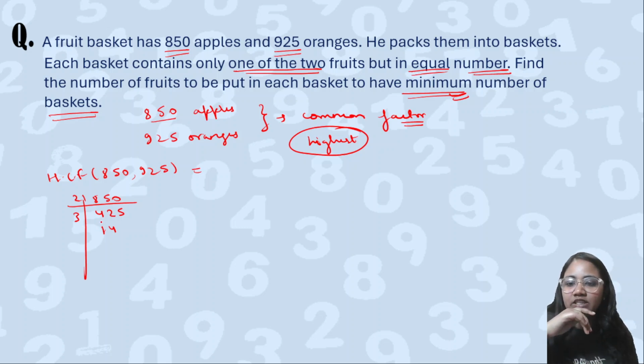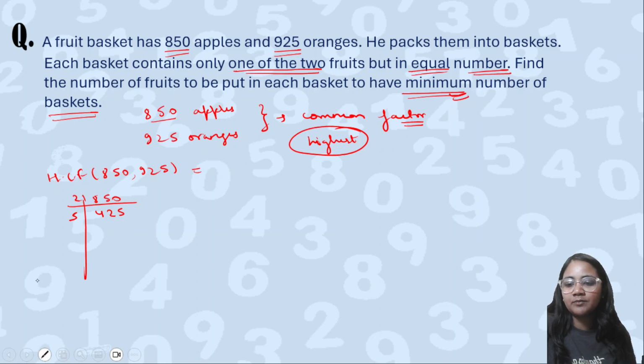3 times 1 is 3. 14 3s are, yes, it is. 4, 5, 6. Oh no, it is not going by 3. Okay, I'm sorry. It is not going by 3. We need to do it by 5 only. 5 times. Okay.